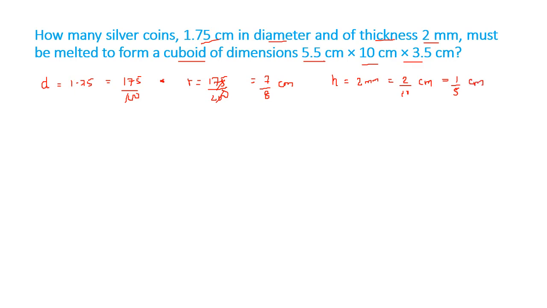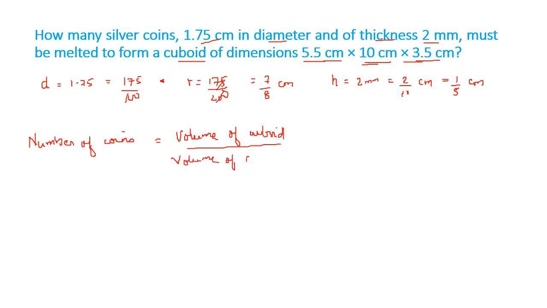And the dimensions of the cuboid are all in centimeters, so here we don't need to convert. Now I'll try to do this sum directly. Number of coins to be melted should be volume of the cuboid upon volume of coin. So volume of cuboid is 5.5, that is 55 upon 10, into 10 into 3.5, that is 35 upon 10. So should I write the formula first?